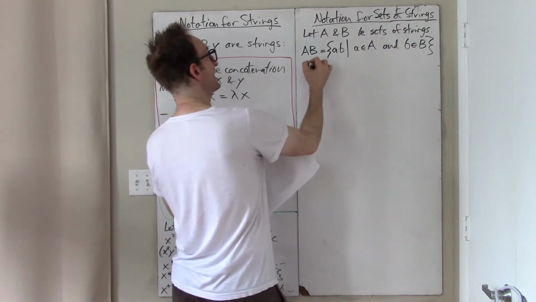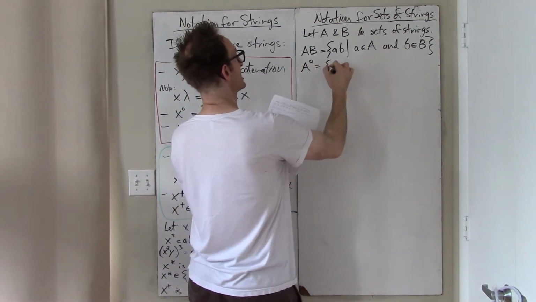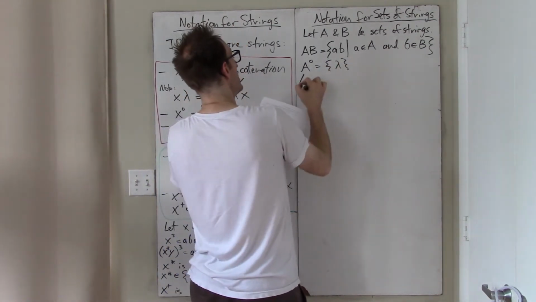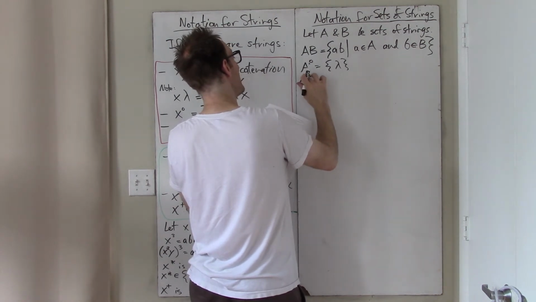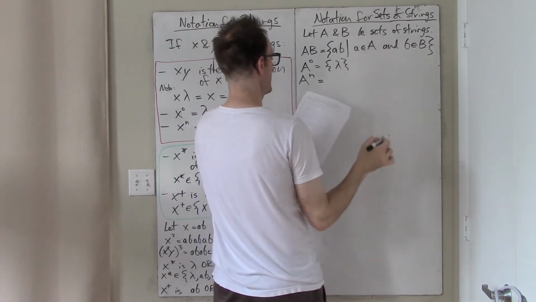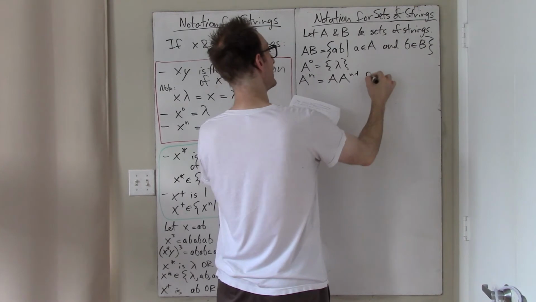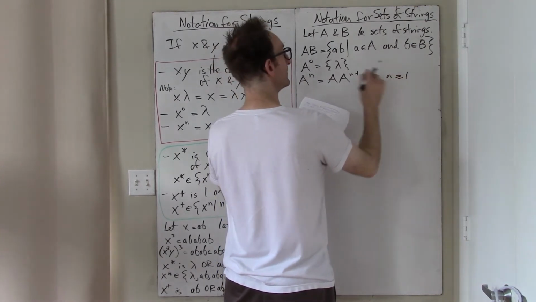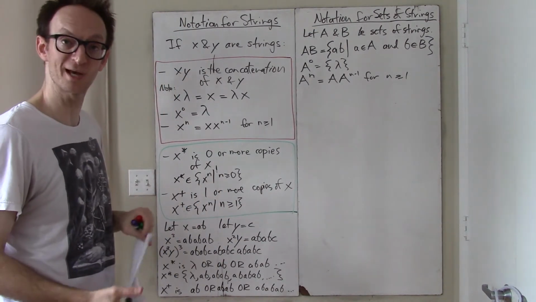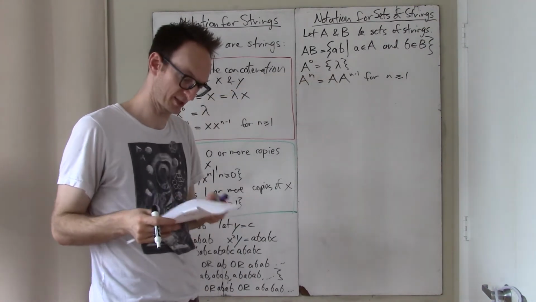Good. What is A to the 0 power? Well, that's just going to be the null string. You're sort of saying, okay, I'll just leave that there. What's A to the n? Well, again, I define this recursively. So A to the n is going to be A times A to the n minus 1 for n greater than or equal to 1. In other words, just like on the left, I've defined powers of a set of strings in terms of the concatenation on sets of strings.